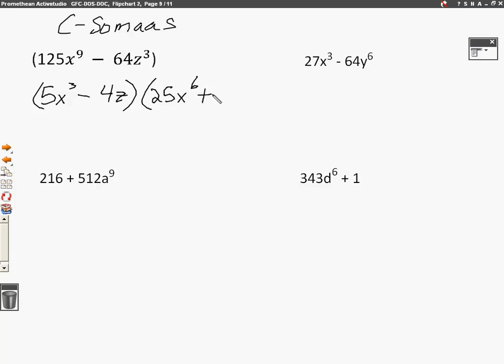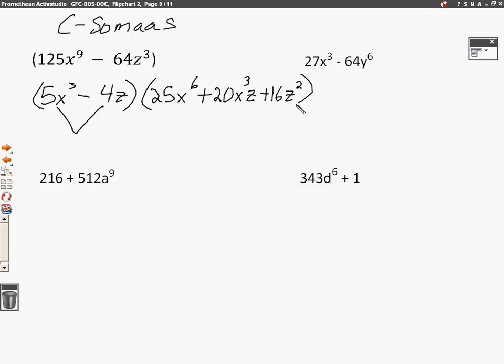Then multiply. We multiply these 2 together. 5 times 4 is 20. My variables do not match, so I write both of them down. X to the 3rd, z. Then lastly, I always add, and then I square the last term. 4 squared is 16. Z squared is z squared. So I get it like that. Okay?